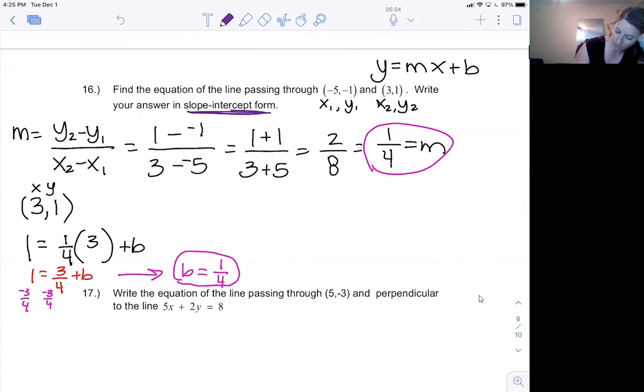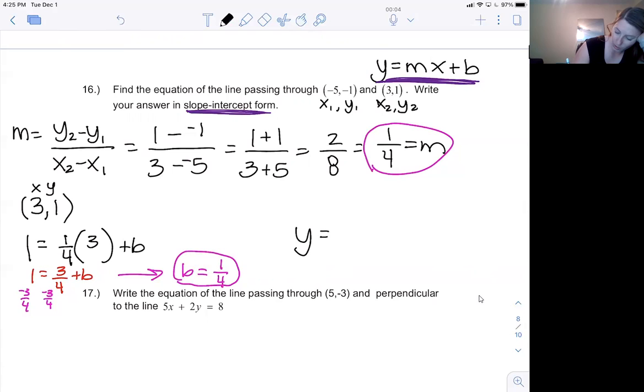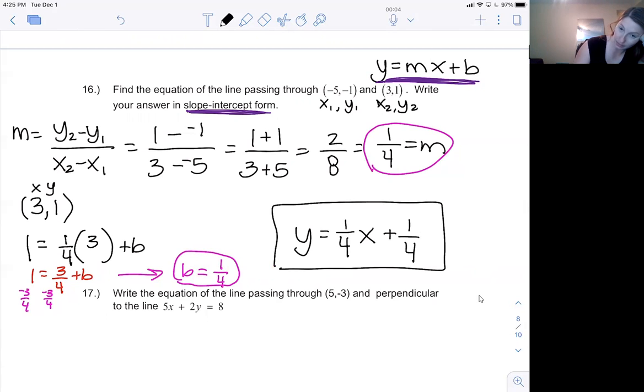The slope-intercept form is going to be this. And when you're finding slope-intercept form, this m and this b are going to be numbers. The x just stays as an x and the y just stays as y. So my answer here is y equals 1/4 x plus 1/4. And that's my answer.